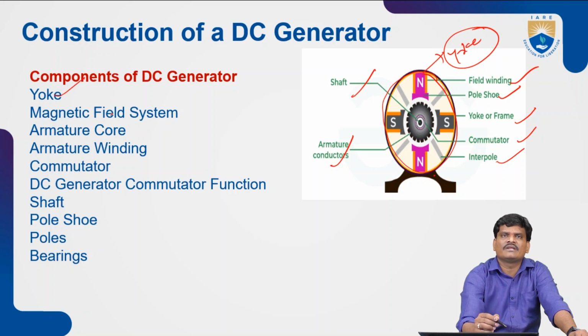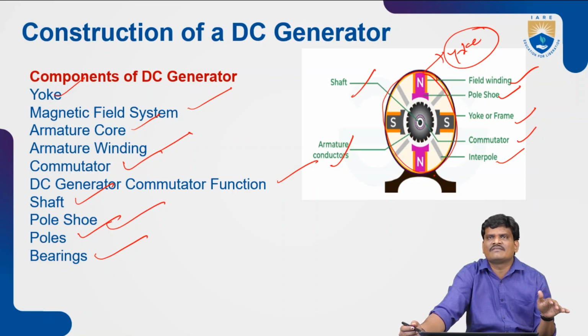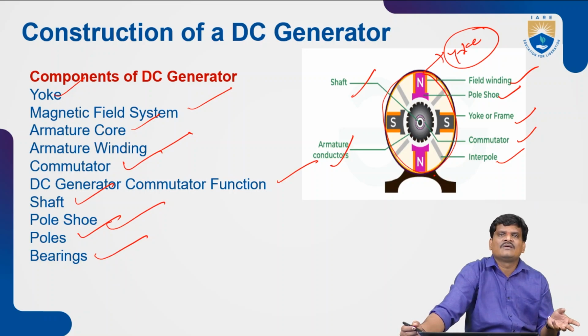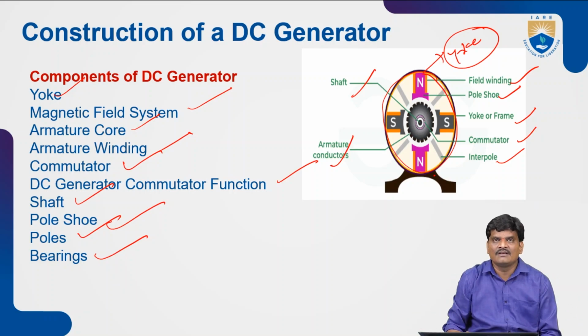So what are these? One is nothing but a yoke. Another is a magnetic field system, next one is armature core, next one is armature winding, commutator segments, function of that particular commutator, shaft, pole shoe, poles and bearings. So we will discuss what a yoke is, what is the function of it, and what type of magnetic field system is used in this construction of a DC generator, what is armature core, what is the type of winding used in it, what is the purpose of a commutator, what is the purpose of poles, bearings and pole shoe. We will discuss all these functions in detail from the next slide.